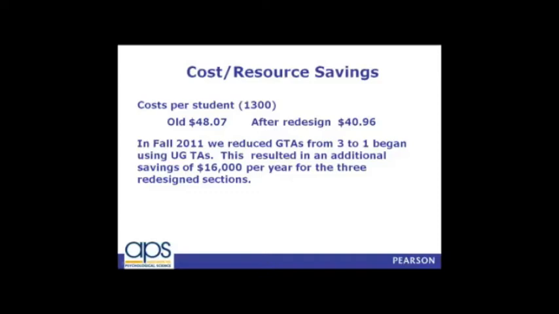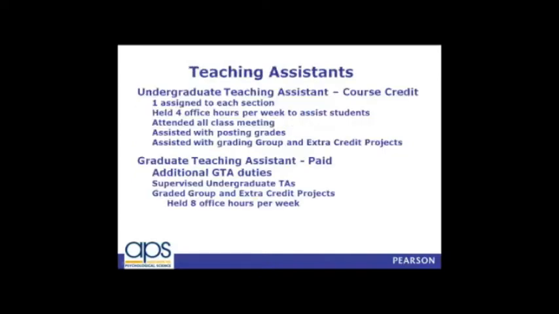To give you an idea of what our teaching assistants do, our undergraduate teaching assistants work for course credit. We have 1 TA assigned to each section. They hold 4 hours of office hours per week to meet with students. They do attend all class meetings, so they're familiar with what's gone on in the face-to-face portion. They do assist us with posting grades, and they do assist with grading some group and extra credit projects because the format we have developed these in allows them to do anonymous grading. They do not know whose student paper they're grading.